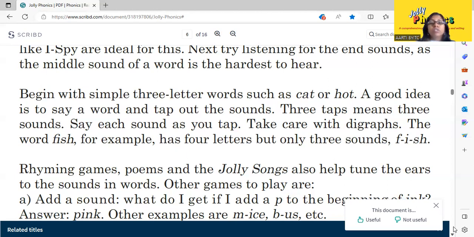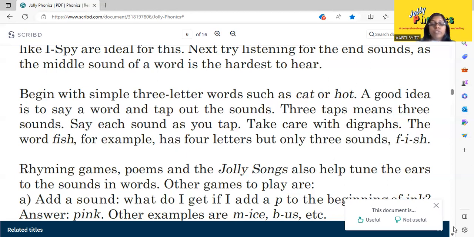It should be a CVC word because here I am doing a CVC word, right? So say each sound as you tap. Very simple. Take care with diagrams. Naturally, in my upcoming videos, I shall be talking about the diagrams separately.